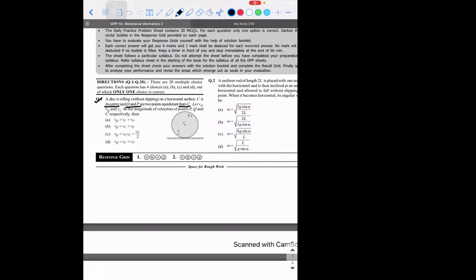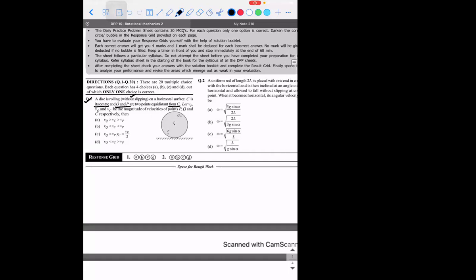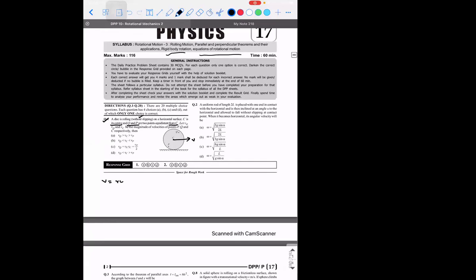Okay. So a disc is rolling without slipping. So they have mentioned it. So what kind of a rolling is taking place? Pure rolling. Yeah, that's right. So there is pure rolling taking place. When pure rolling is taking place, what is the velocity of the center of mass? V is equal to R omega, where R is the radius.